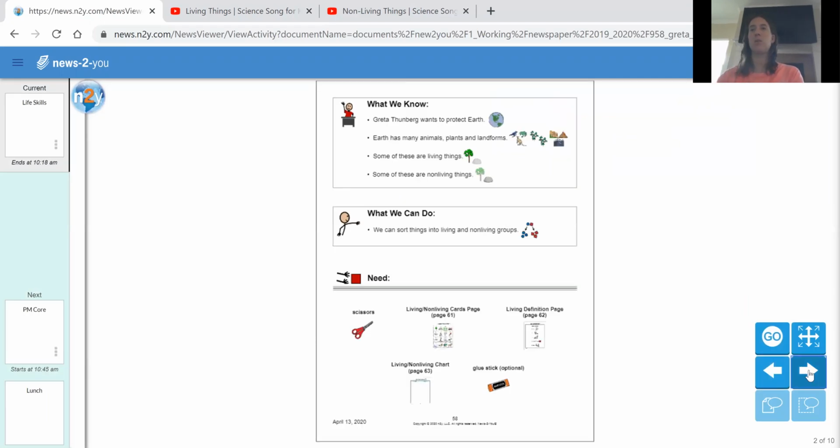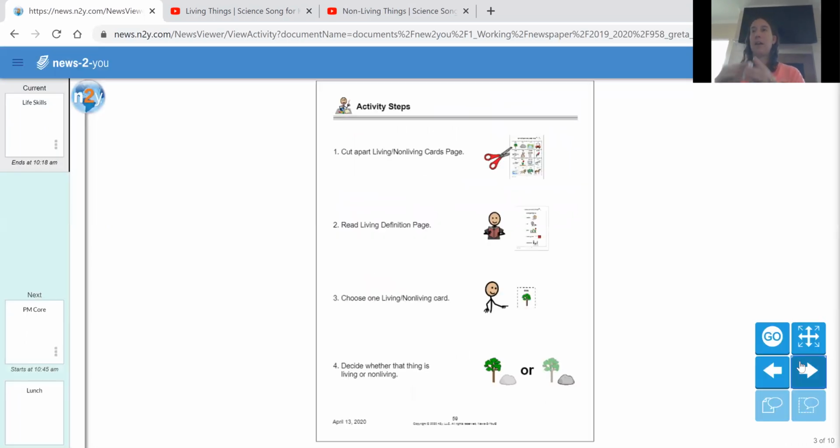Let's get to our page. What we're going to need today is some scissors. Some of you can cut and some of you cannot, so you have to ask your parents for help. I do not have glue, so I will be using tape. And I have my board to put it on, my chart, the non-living versus living chart. Okay, I'm going to cut the pieces out.